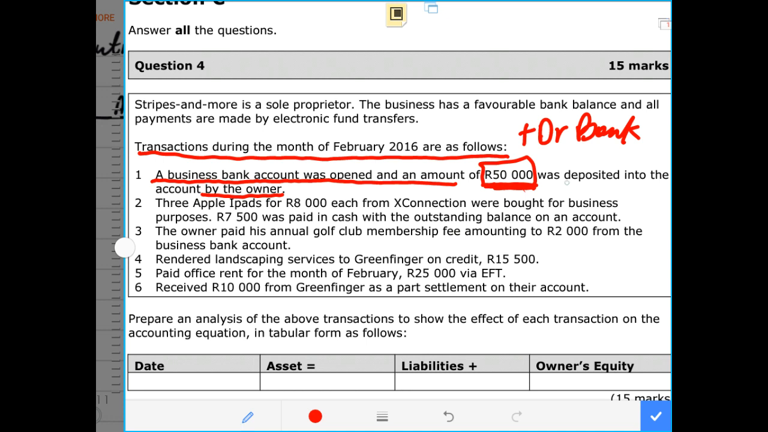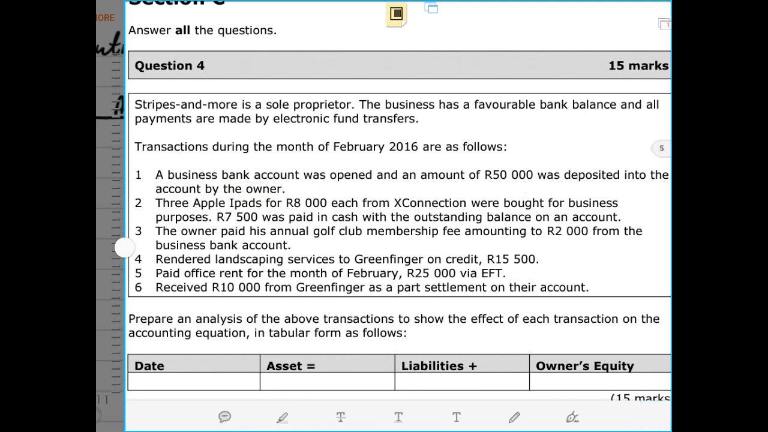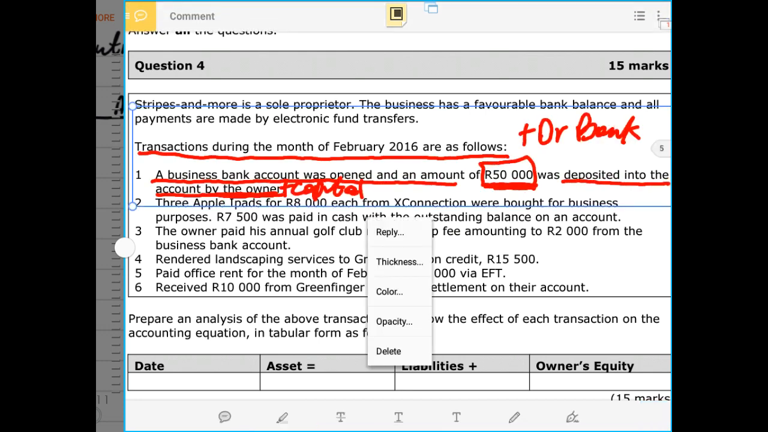And because this is money that was deposited by the owner in the business bank account, the capital that was contributed by the owner will be increasing. Therefore, we expect our capital to be a plus, because this is capital that was contributed by the owner, and it was a capital of 50,000 rands.